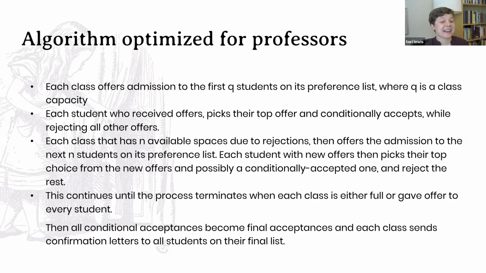Each class that has n available spaces due to rejections then offers admission to the next n students on its preference list. Each student with new offers then picks their top choice from the new offers and the possibly conditionally accepted one, and rejects the rest. This continues until the process terminates, when each class is either full or gave an offer to every student. Then all conditional acceptances become final acceptances, and each class sends confirmation letters to all students on their final list. That's the distinction here between the algorithm being optimized one way versus the other.